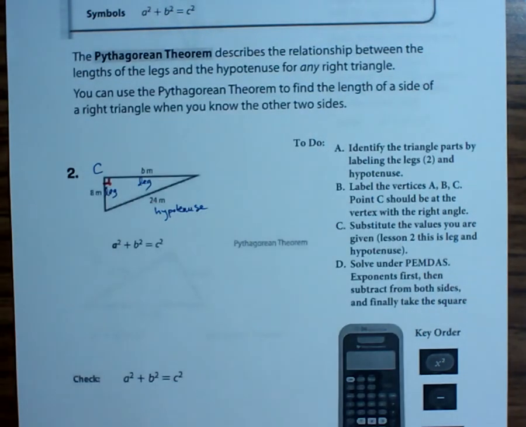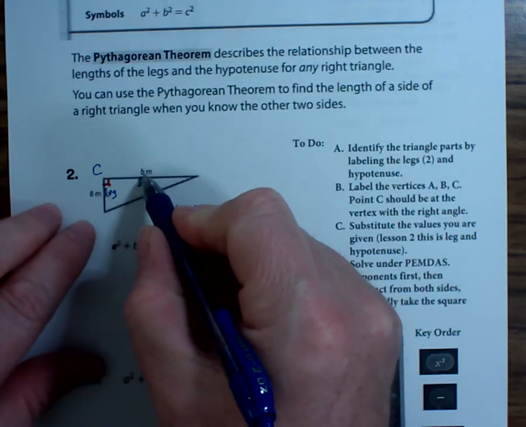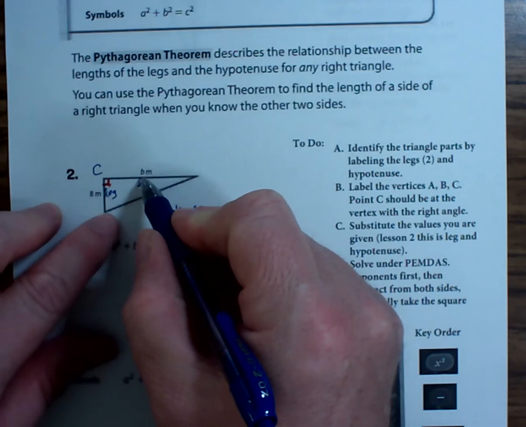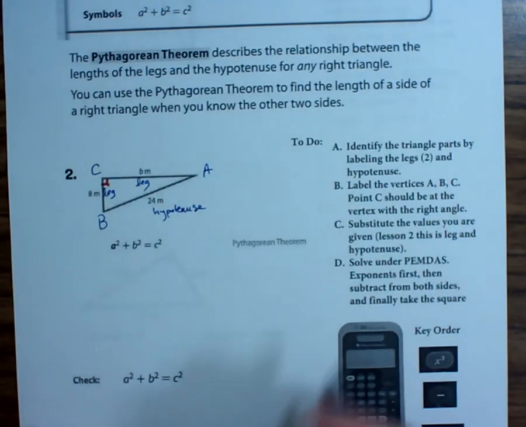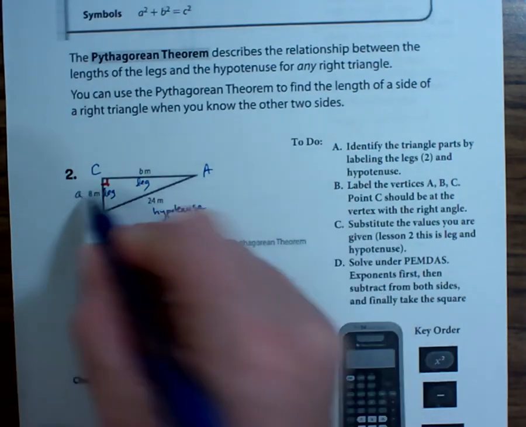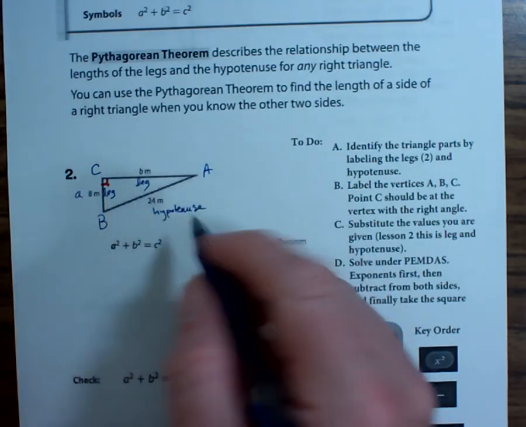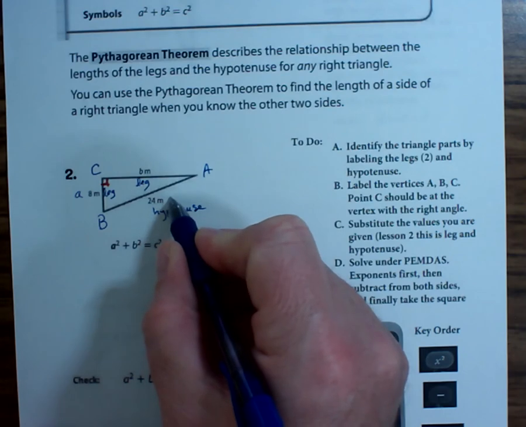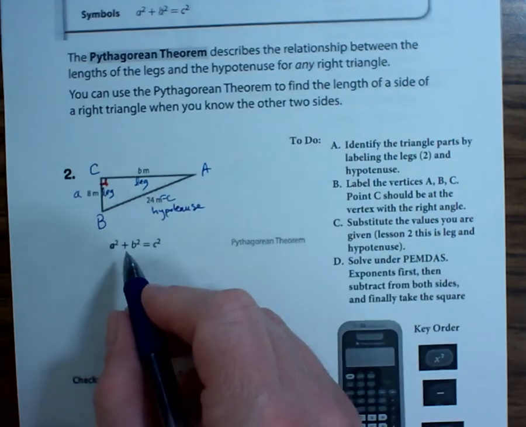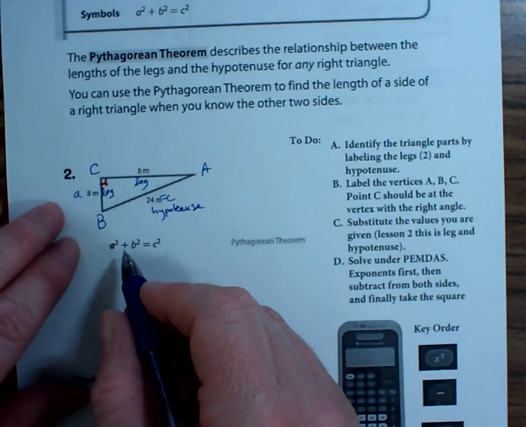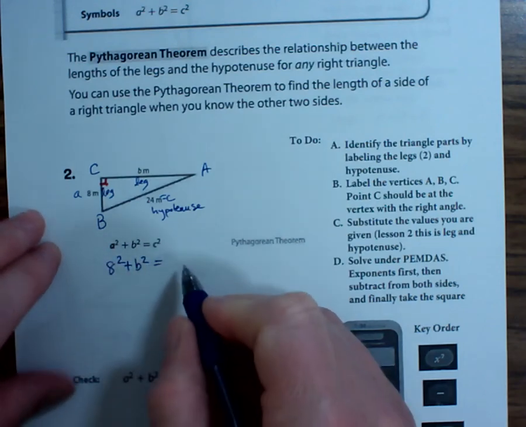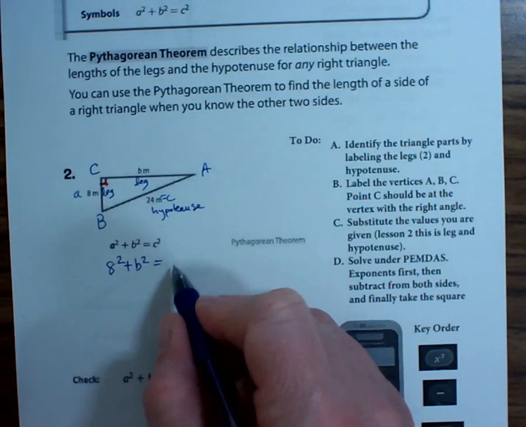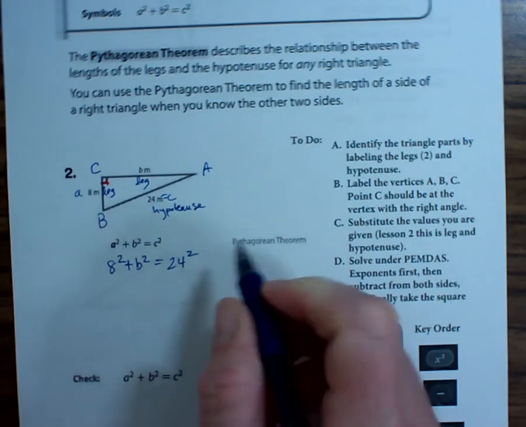Then it doesn't matter what I call A and B, except for the fact that they've given you the letter B here, so we need to label this vertex over here capital B. That makes that capital A. So now I know little a, I don't know little b, but I do know that this is C. So we plug in for what we know. 8 squared plus b squared equals, and I know c squared now, 24 squared.